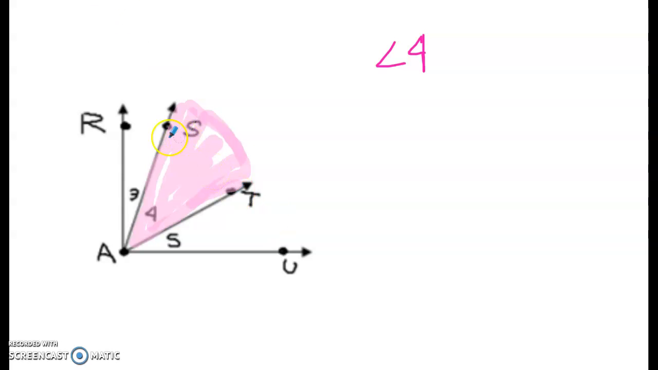If I asked you to label this angle, hopefully we're using the most efficient, shortest and sweetest method of just the number, so angle 3. Now let me throw a little bit of a curveball at you. What about if I asked you to do this angle?